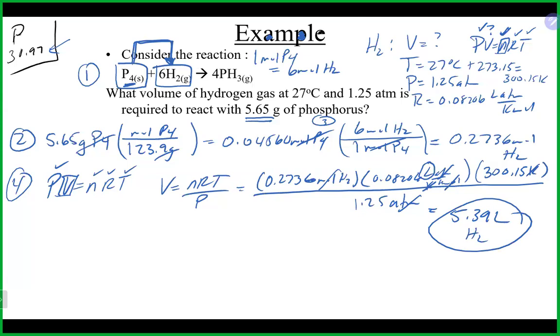So again, really the same 4 steps as a normal stoichiometry problem. Just got to incorporate that ideal gas law into it. Any questions on that there?